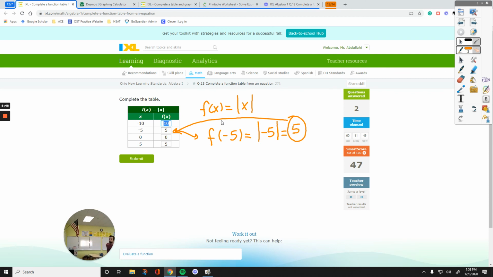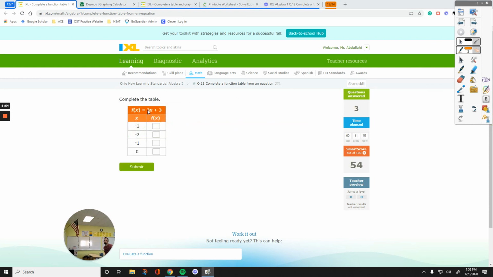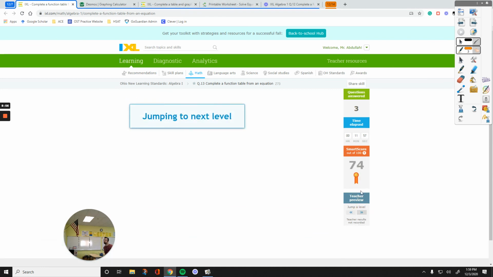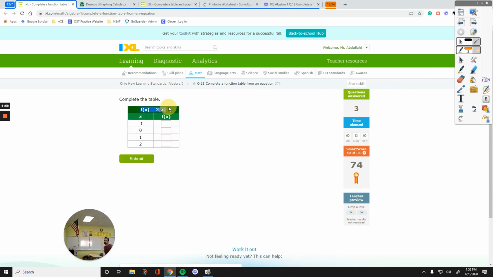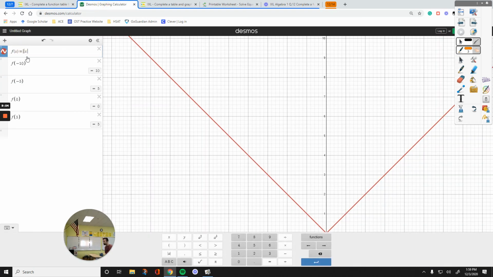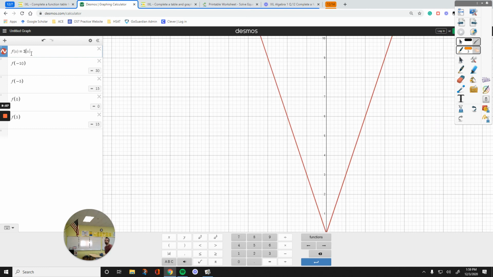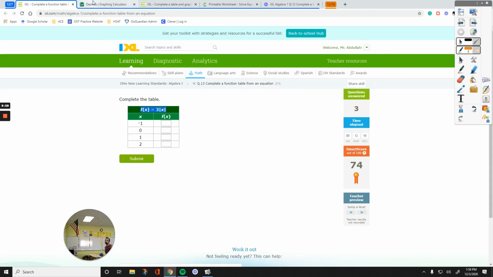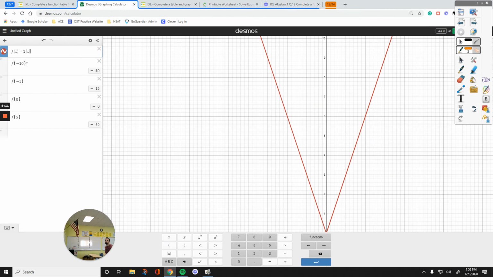So basically you can use Desmos for all of these questions. And then you submit it. Same thing. I'll just skip one more level. Let's just use this. F of x equals 3 times absolute value of x. This is my function, right? And the values I'm looking for are -1, 0, 1, 2.